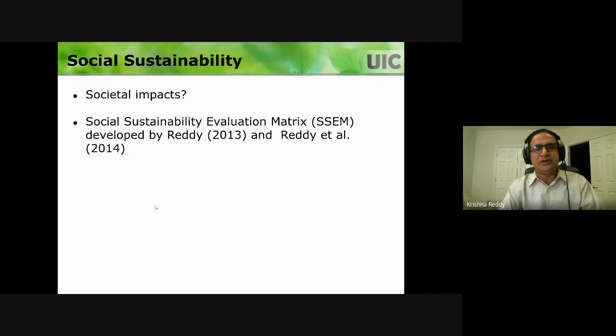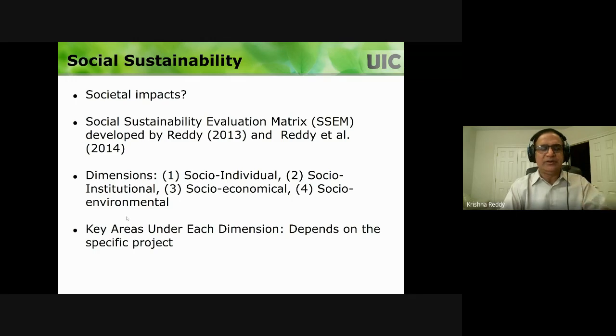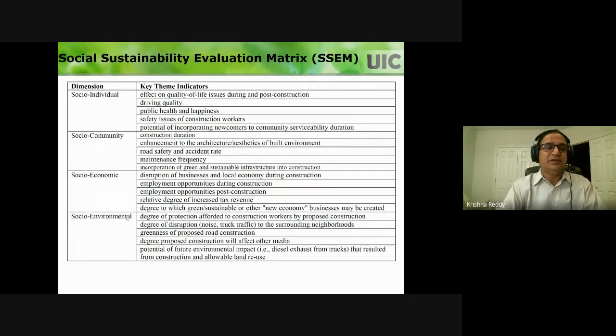So I developed a tool called the Social Sustainability Evaluation Tool, and basically it has 4 dimensions: how an individual is going to be affected, how a community is going to be affected, how a community's economic situation is going to be affected, and how the community's environmental situation is going to be affected. So you can define those dimensions, and under each dimension, you can address the key areas or key issues depending upon the specific project. For example, for this project, these are the 4 dimensions, as I mentioned, and the key theme indicators were developed based on this specific project, specific location, identifying the stakeholders around that area.